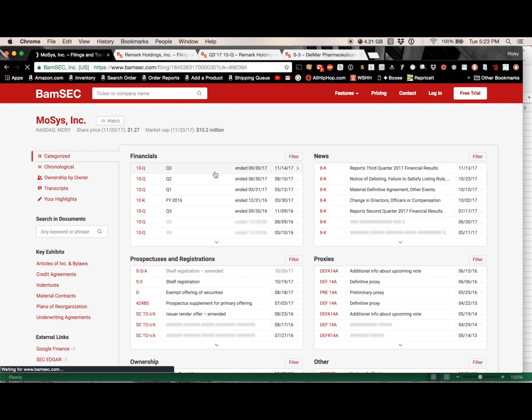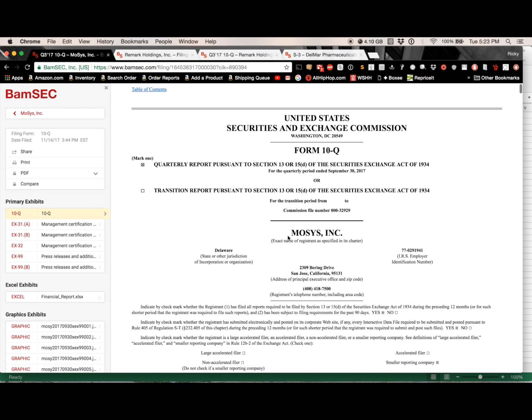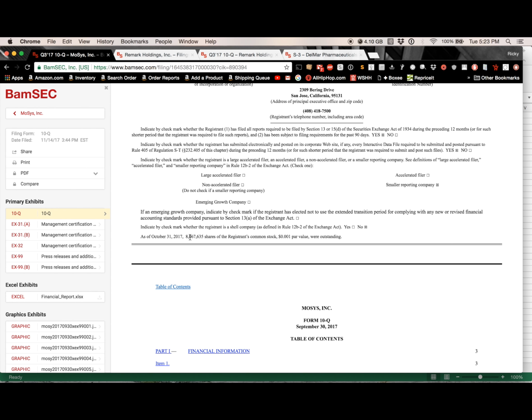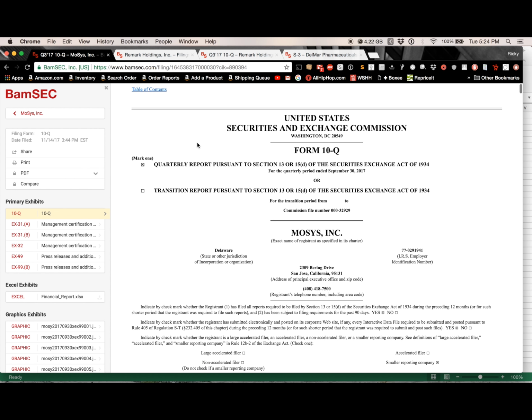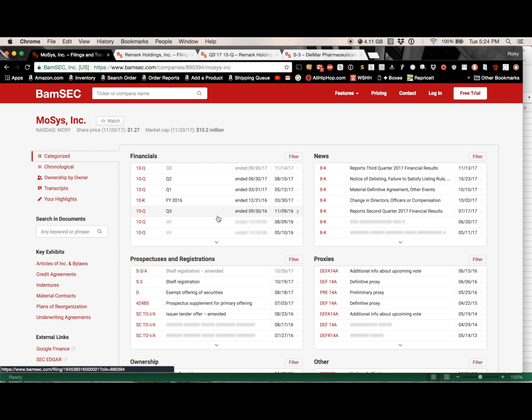You can also just check real quick in the latest Q to see what the outstanding share count is. So that's 8 million. So there's not a lot of affiliates or insider holding on this. So that's a very simple example. Mosey's an easy one because their filings on them are recent.